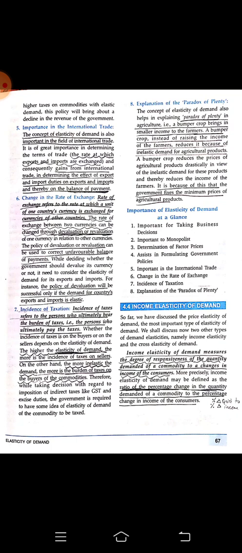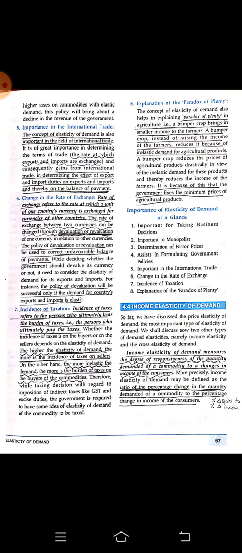Next, number 6, change in the rate of exchange. Rate of exchange refers to the rate at which a unit of one country's currency is exchanged for the currency of another country. The rate of exchange between two currencies can be changed through devaluation or revaluation. The policy of devaluation or revaluation can be used to control an unfavorable balance of payment. The policy of devaluation will be successful only if the demand for the country's exports and imports is elastic.